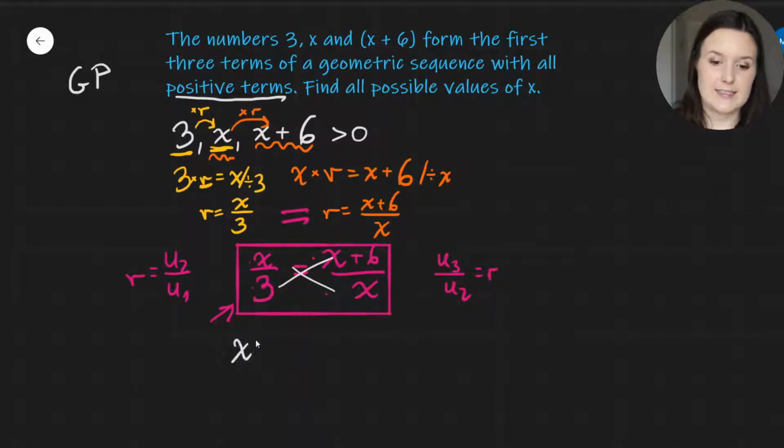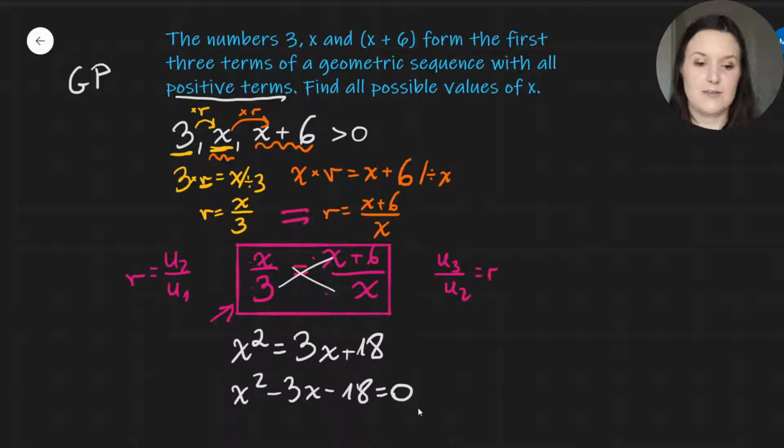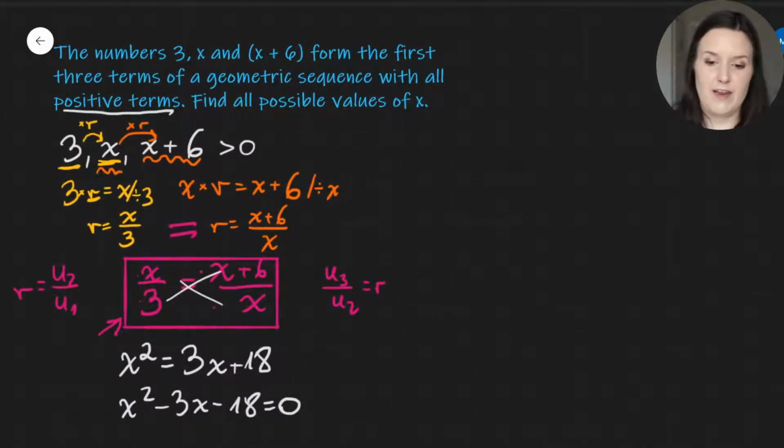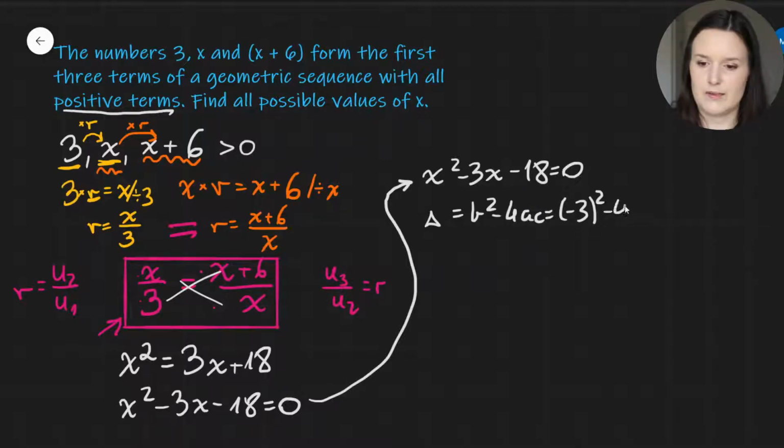x times x is x squared. 3 times x plus 6 is 3x plus 18. And now I end up with a quadratic equation. Fortunately, if you are in the chapter sequences, that means that you have learned how to solve quadratic equations before. So I won't bore you with an explanation of how to solve a quadratic equation right now. I will just quickly solve it using the quadratic formula. Why not? You can use whatever method you want to use. I will just be very straightforward and use the quadratic formula.